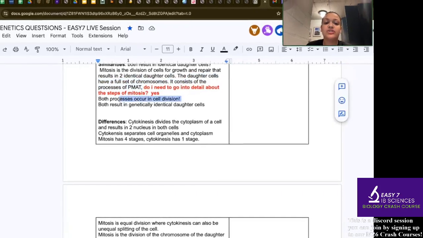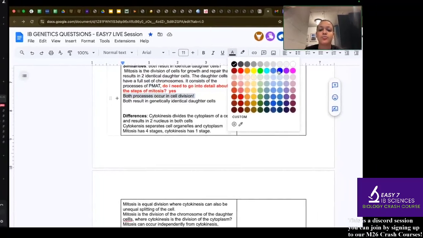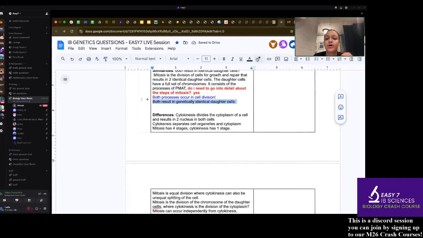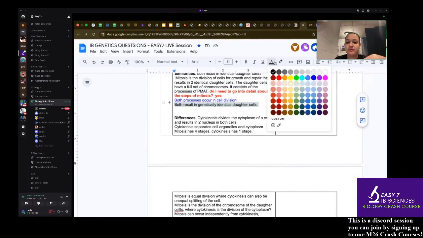Both occur in cell division. Yeah, so this is the part I was saying, similarities. Both are involved in cell division and both result in, yes. So these statements I would put at the beginning and then say, however, these are some of the differences.